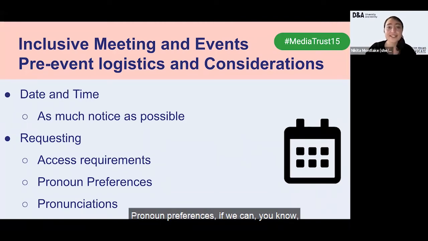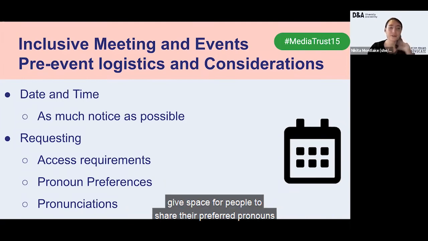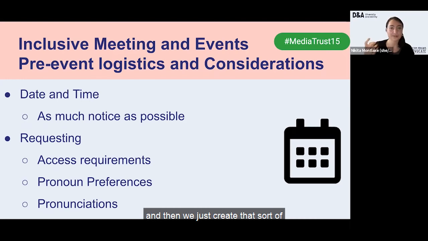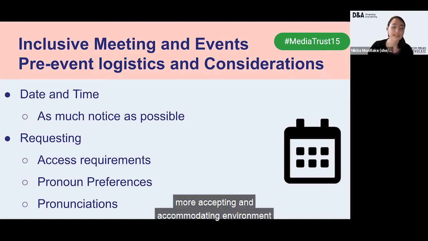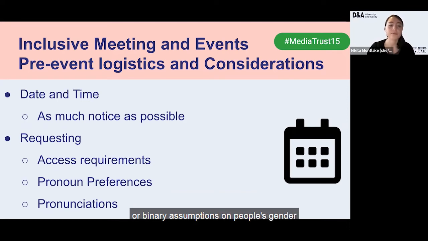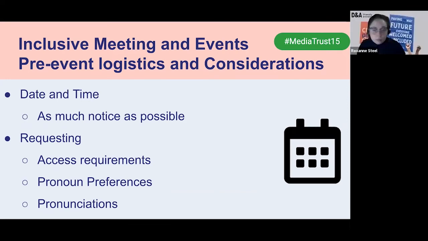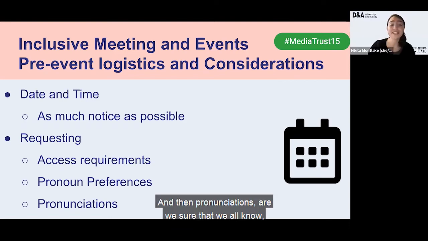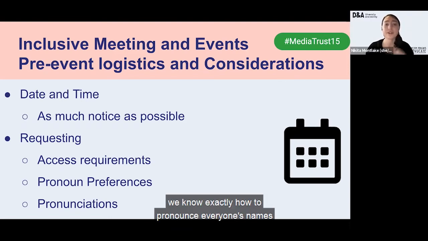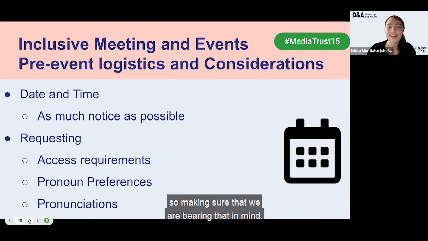Pronoun preferences: if we can give space for people to share their preferred pronouns, we create a more accepting and accommodating environment, and we're not making any binary assumptions on people's gender. That is really key as well. And then pronunciations: are we sure that we know exactly how to pronounce everyone's names, and that we're feeling confident to do so? Because it can be quite an unsettling experience if you get your name mispronounced. So making sure that we are bearing that in mind.